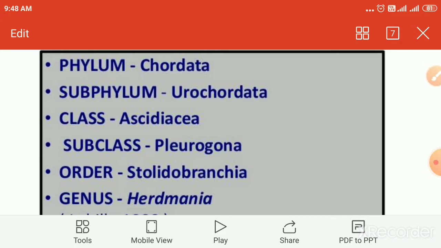Herdmania belongs to Phylum Chordata, subphylum Urochordata. The main characters of Urochordata are the test and the presence of a notochord in the larval tail. Then class Ascidiacea means having pharyngeal gill slits, and then subclass Pleurogona having many gonads, and the genus is Herdmania.